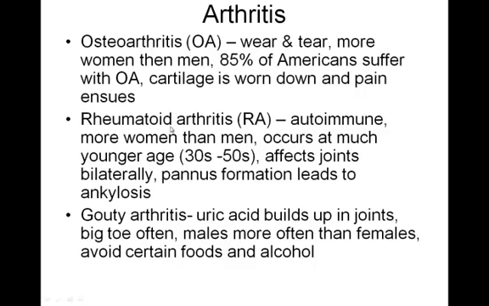There is a juvenile arthritis that occurs much younger, but between the ages of 30 and 50, it affects joints bilaterally, meaning if it's going to affect your right elbow, it'll affect your left elbow. If it affects your right hand, it affects your left hand, etc. And in this case, we have the formation of a pannus.